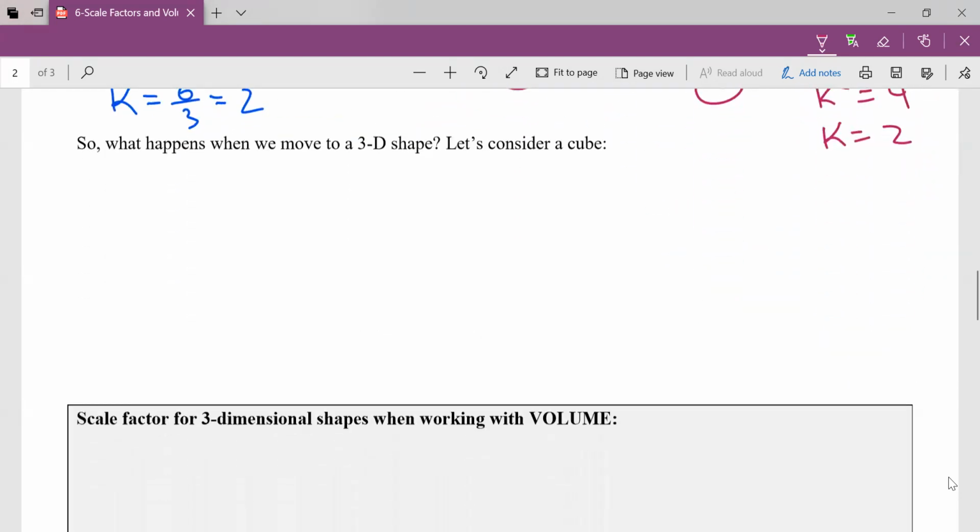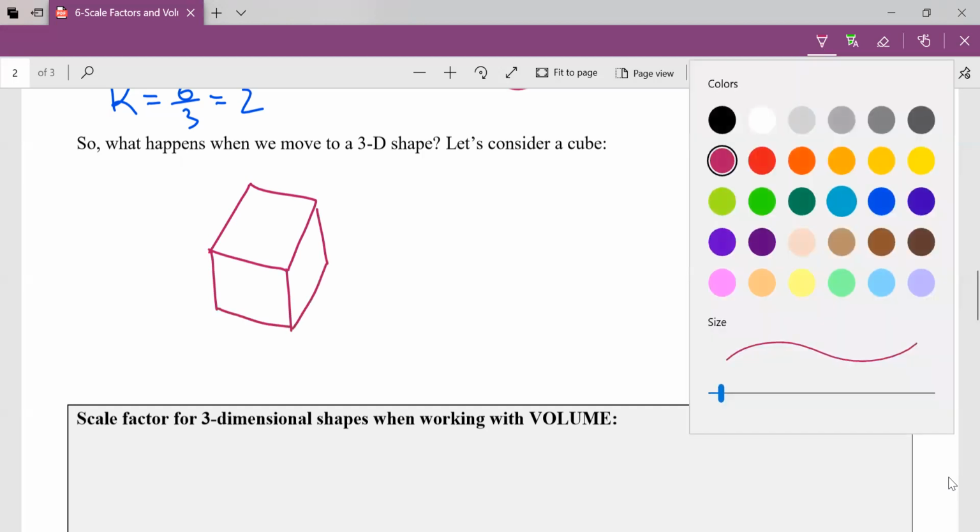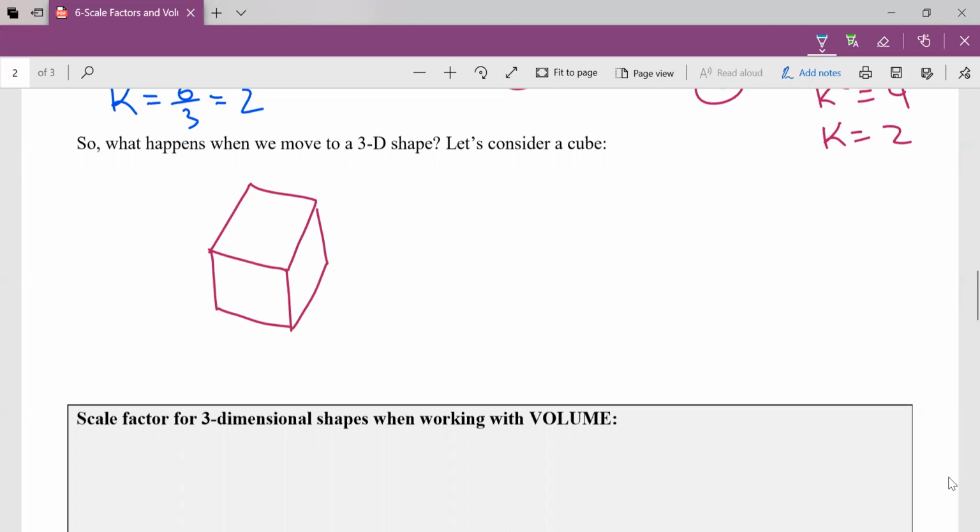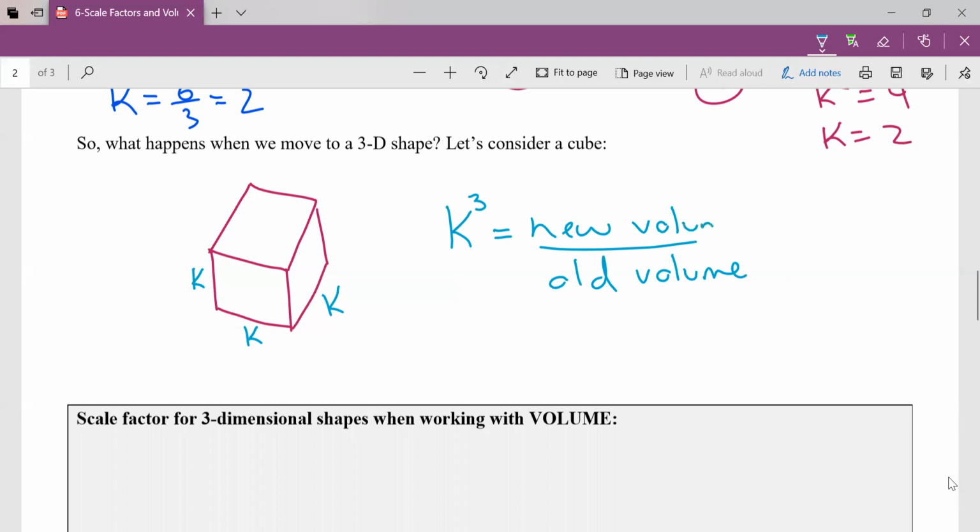What would happen if we were working with a cube? Well, if I was working with a cube, I would be multiplying, and don't laugh at my drawings. I'm hopefully a better math teacher than I am an artist. And that didn't turn out too bad. If I was changing the dimensions of this thing, I'm going to multiply all the dimensions by k. So if I'm given the volume of this thing, k cubed is my new volume divided by my original, or as I like to say, old volume.